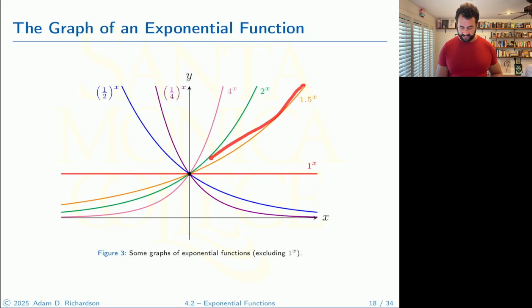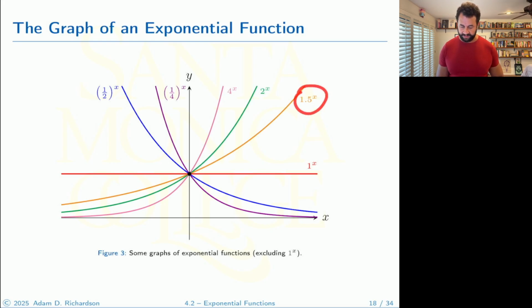As the base decreases a bit, notice it starts to shallow out. This is actually the graph of 1 to the x. And we do not consider this to be an exponential function. You can kind of see why. I mean, 1 to anything is just going to be 1. So we don't consider this an exponential function. This is a constant function. So we exclude it from the idea of exponential functions. But it's included here just so you can kind of compare what's happening.